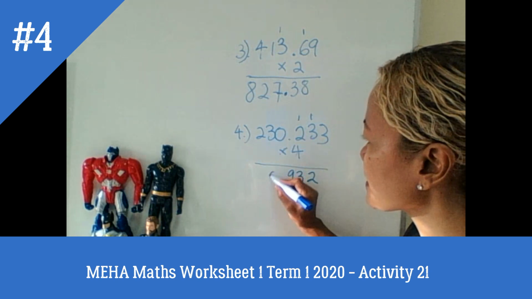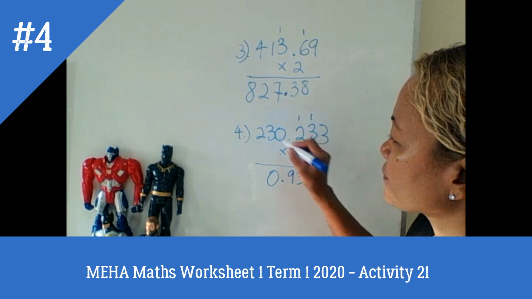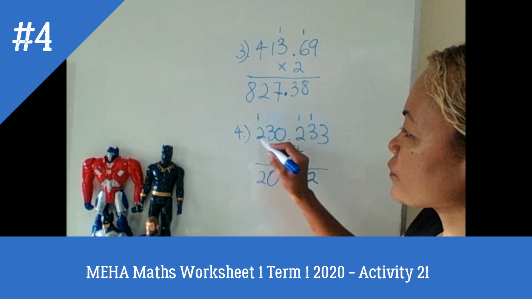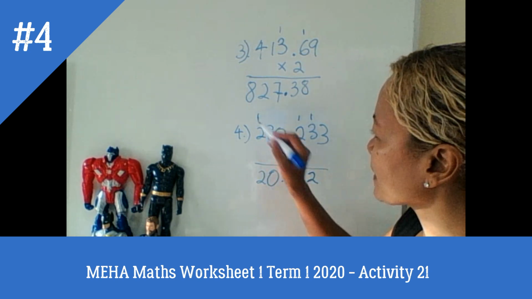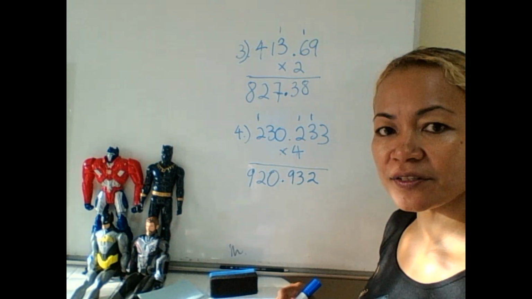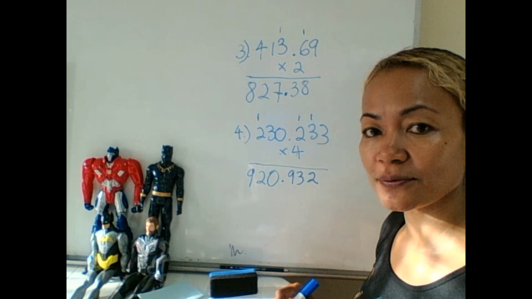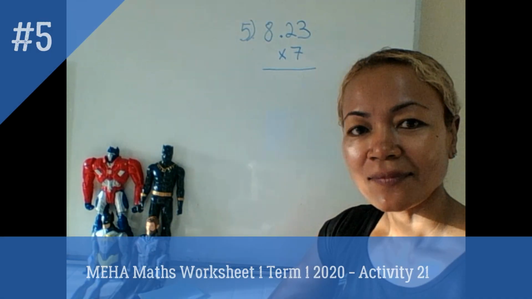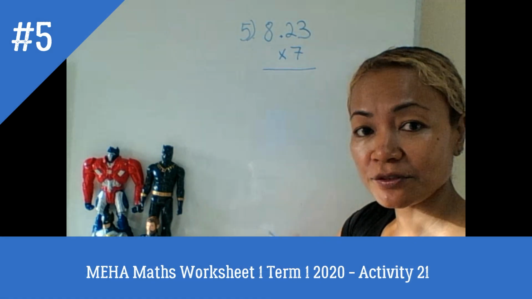4 zeros are 0. 4 threes, again it's 12. 2, carry 1. 4 twos are 8, plus that 1, 9. 920.932. Okay, number 5. I'll give you time to do it now.